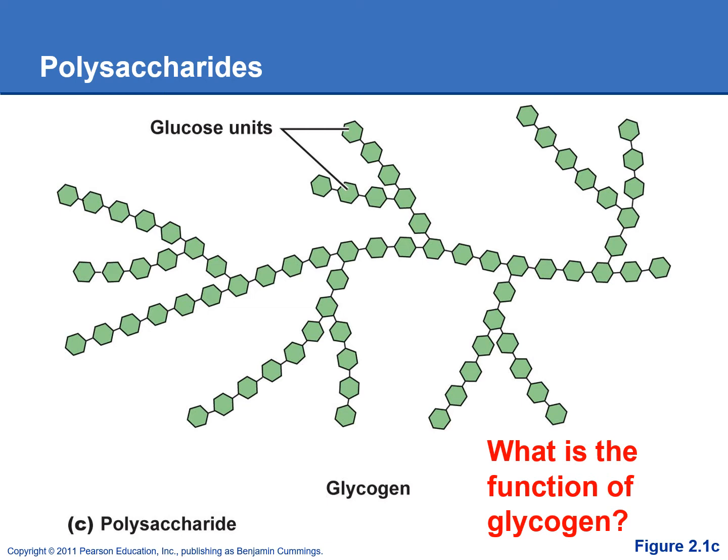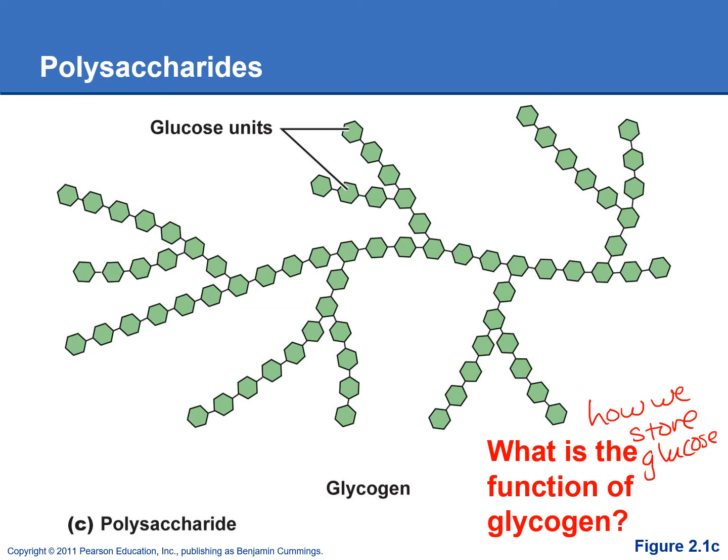The function of glycogen in our bodies. We're going to be talking a lot about glycogen later. And glycogen is the storage form of glucose in our bodies. So this is how we store glucose. And we're actually going to store this glycogen in our skeletal muscle and liver.